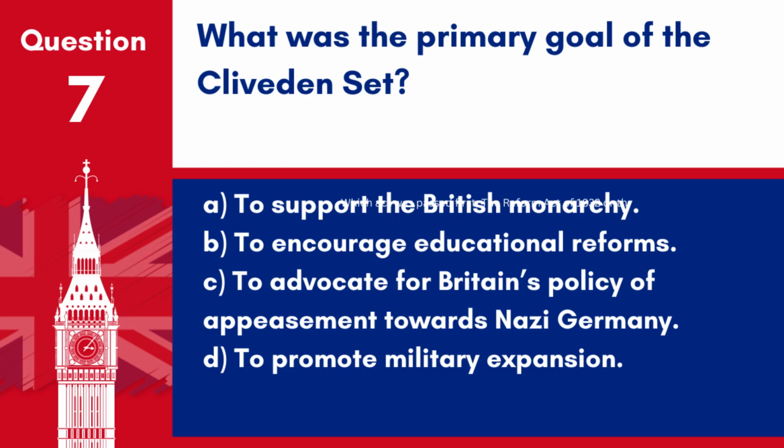A. To support the British monarchy. B. To encourage educational reforms. C. To advocate for Britain's policy of appeasement towards Nazi Germany. D. To promote military expansion.